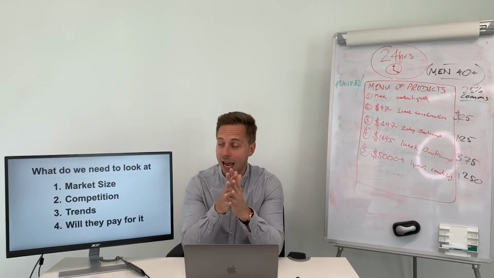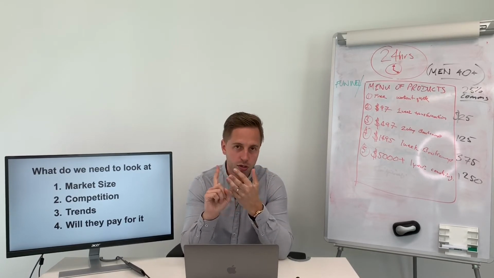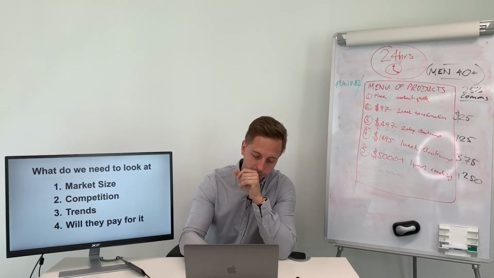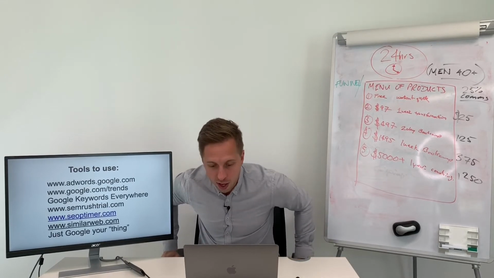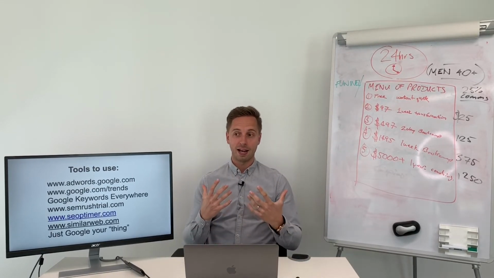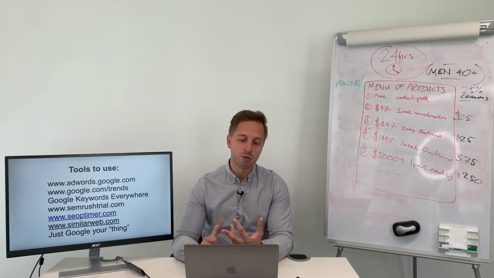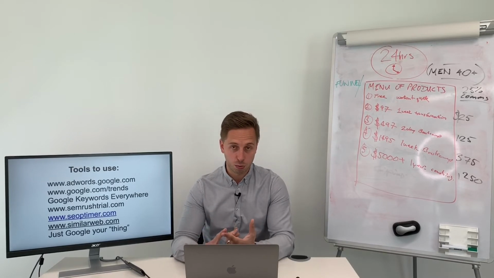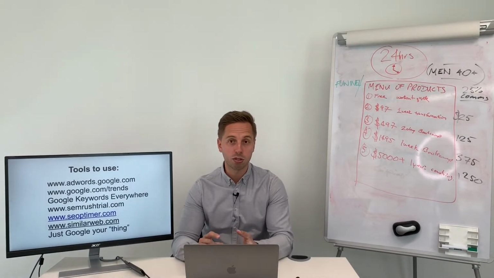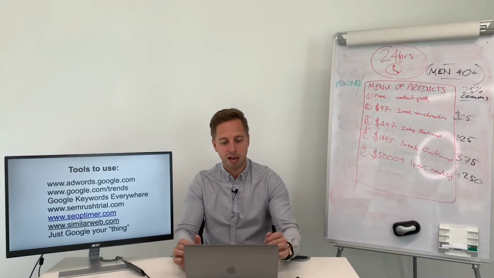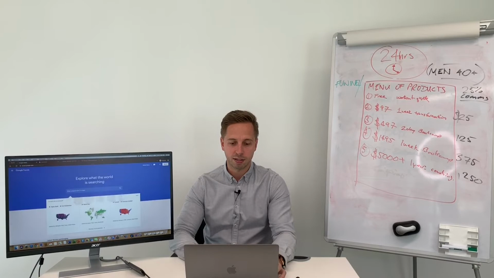So some things we need to look at, we'll look at it on the screen together here, is market size, competition, trends, and will they pay for it, okay? So some of the main tools that I tend to use, this is for clarifying and doing my market research on any idea. So I use AdWords, Google Trends, Keywords Everywhere, SEMrush, which is a very, very powerful tool I'll show you in a second, SEOptimer, SimilarWeb, and also just Google your thing. Just Google it and see what comes up. So let's jump out and have a look at some stuff.